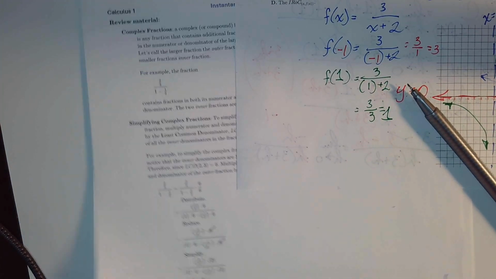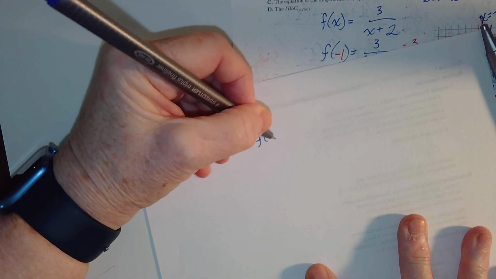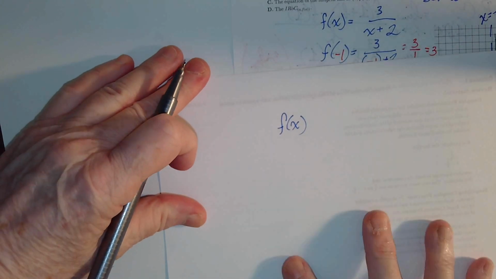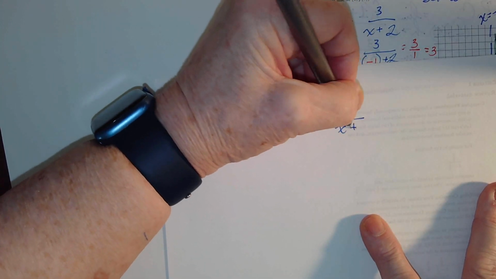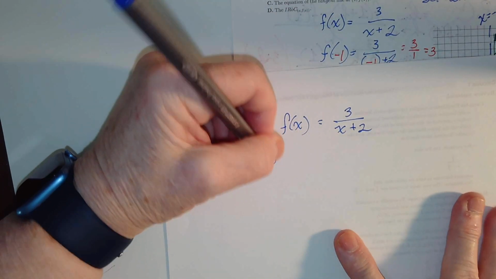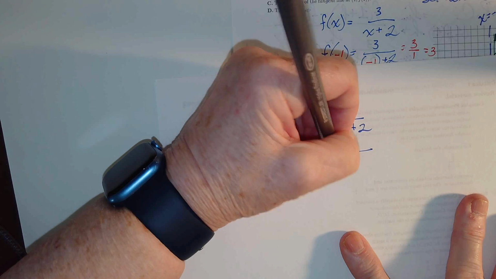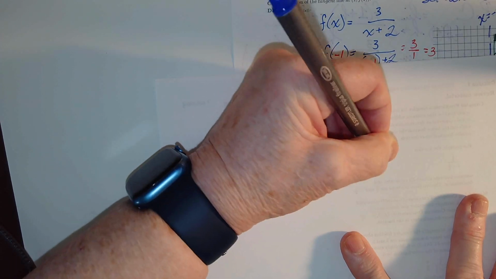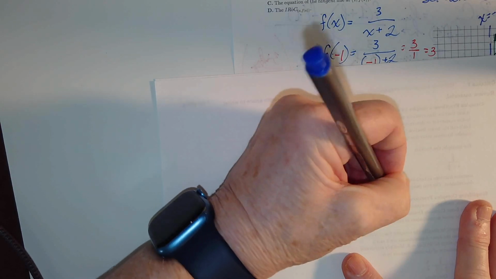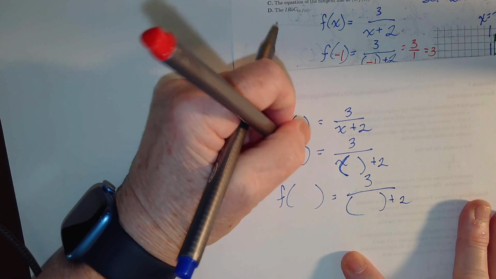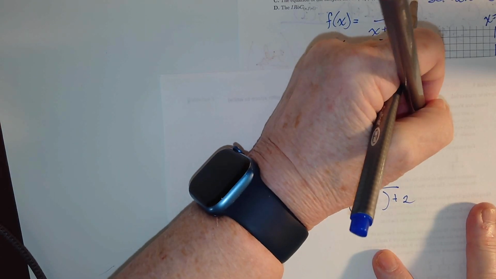Now let's do the fun one. Let's write down the steps. I have f of x equals 3 over x plus 2. I need to find f of a, and I need to find f of a plus h. So let's see, f of a is just going to be 3 over a plus 2.